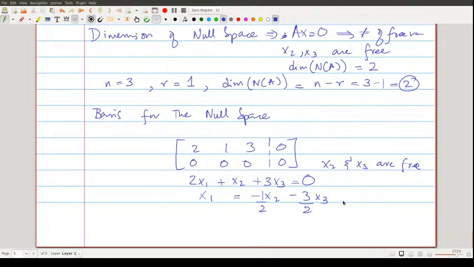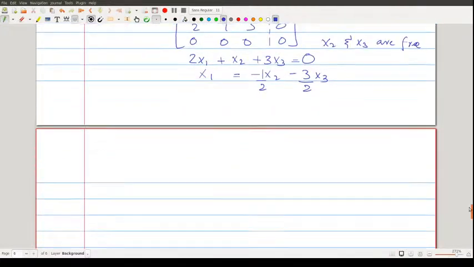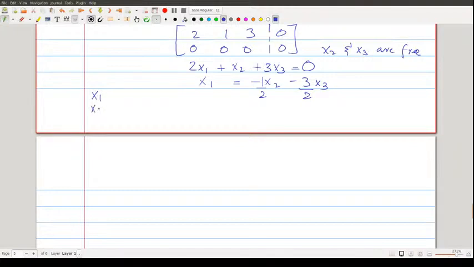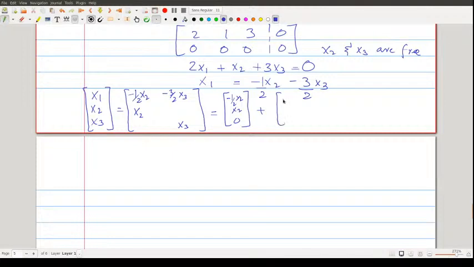Okay, so let's just make a basis for the null space. Recall that we know how to do this because we can write x1, x2, x3. We know what these three variables are going to be now. This is something that we've been doing for a long time. So x2 is free, and x3 is free, so we just write it like that. And x1 is minus half of x2 and minus 3 by 2 of x3. So I can write this down as a vector: minus half x2, x2, 0, plus minus 3 by 2 x3, 0, x3. So here's now finally the basis.